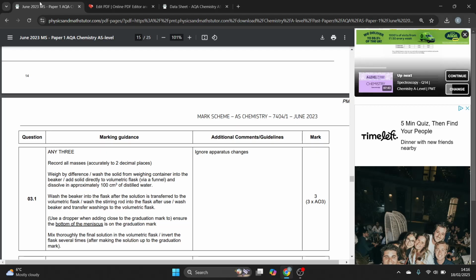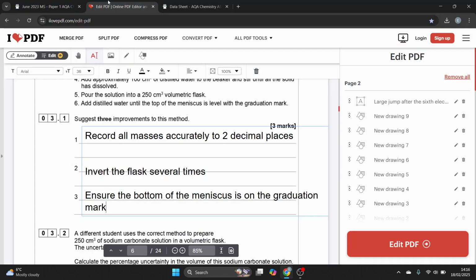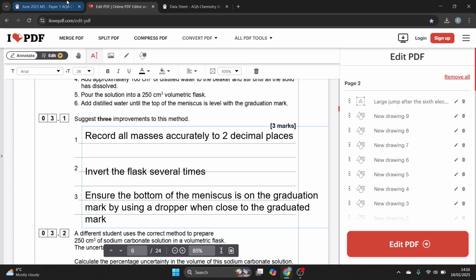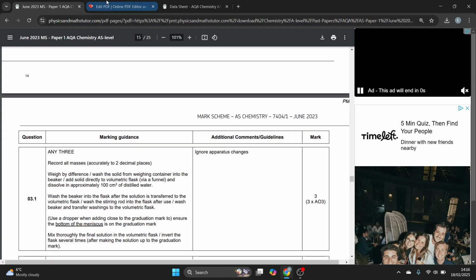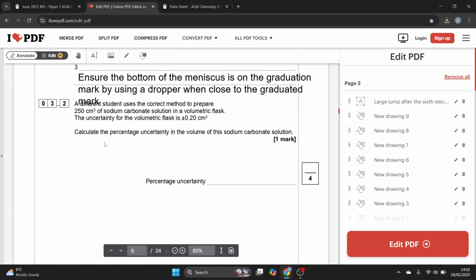Ensure the bottom of the meniscus is on the graduation mark by using a dropper when close to the graduation mark. Then it says a different student uses the correct method to prepare this in a volumetric flask.